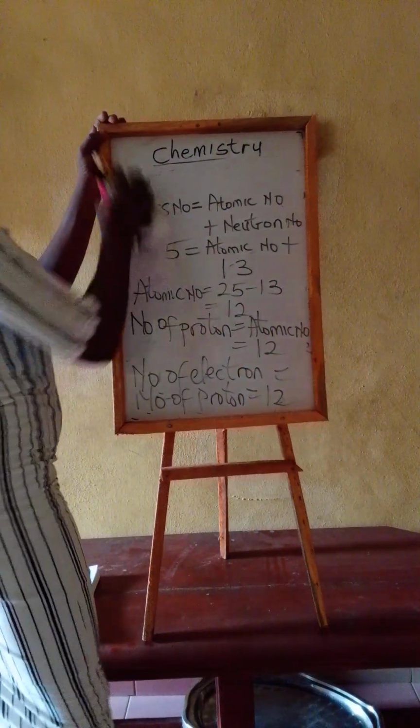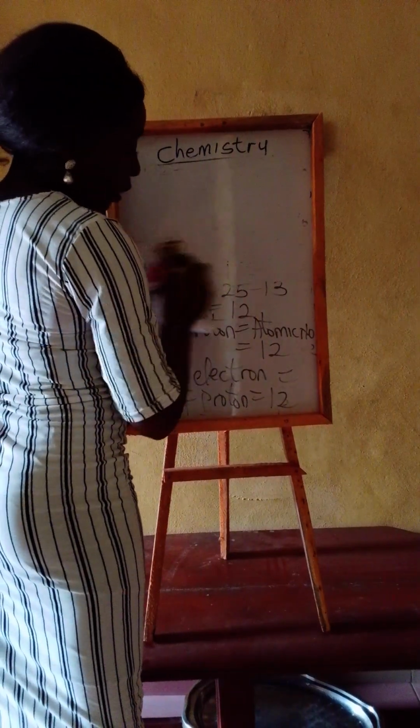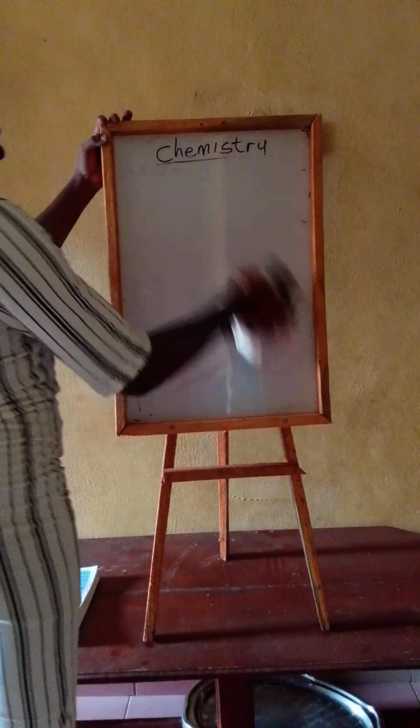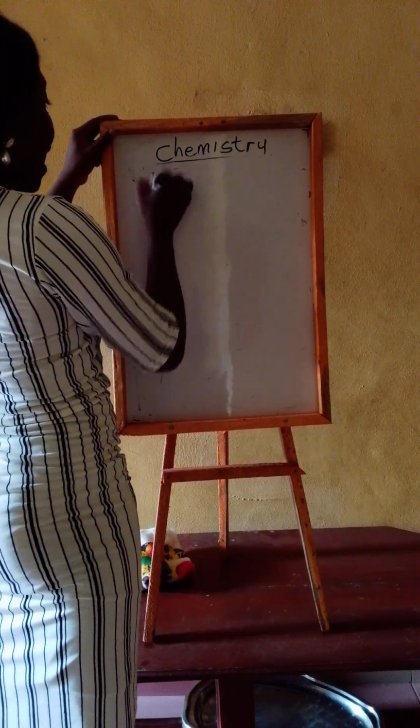Now we look at the next one. The next one is Y2 plus. So, when we have Y2 plus, the mass number is 20. The atomic number is 9. We have to calculate the number of neutron.